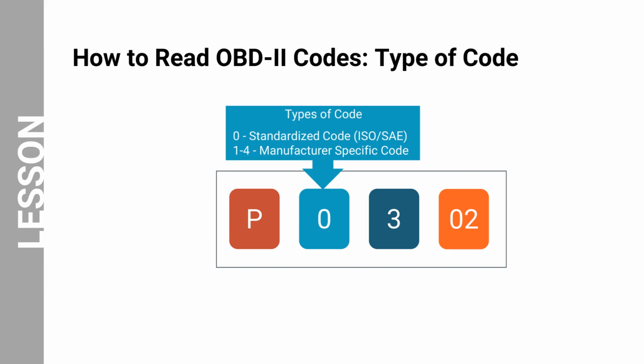The second character will either be a 0 for the Standardized International Standard Organization, abbreviated as ISO, or Society of Automotive Engineers, abbreviated as SAE, generic code, or a 1 through 4 for manufacturer-specific code.